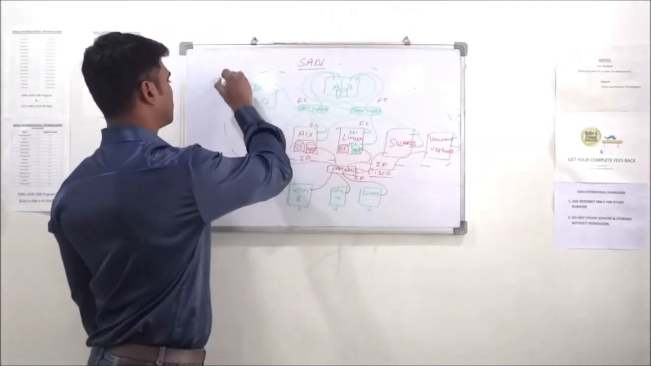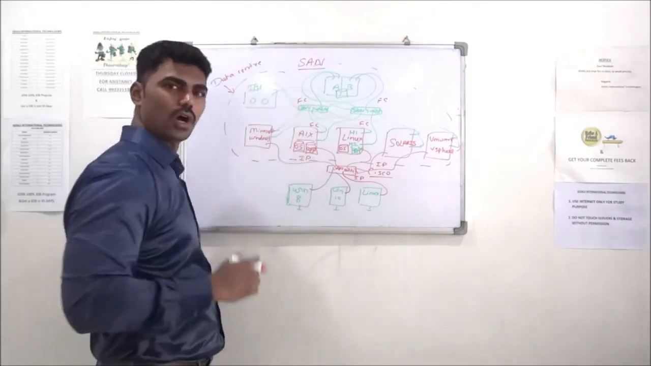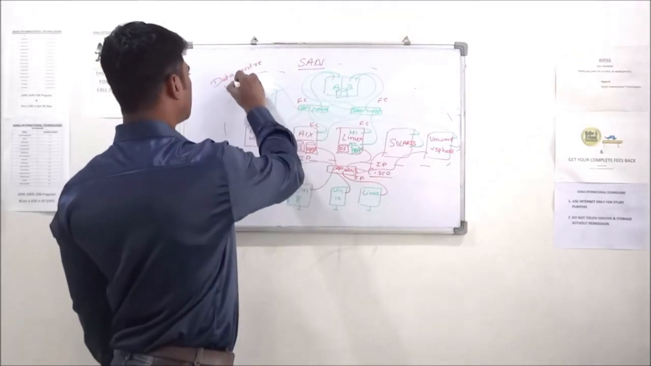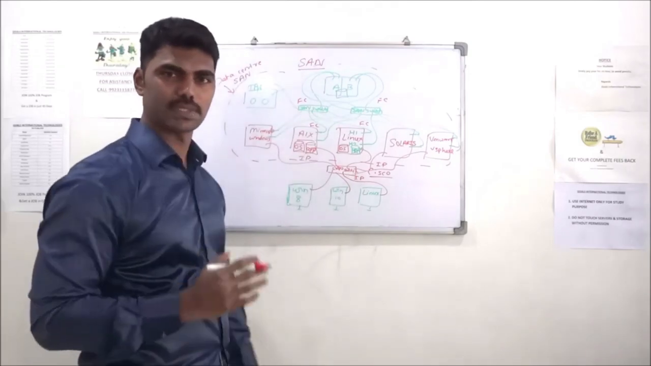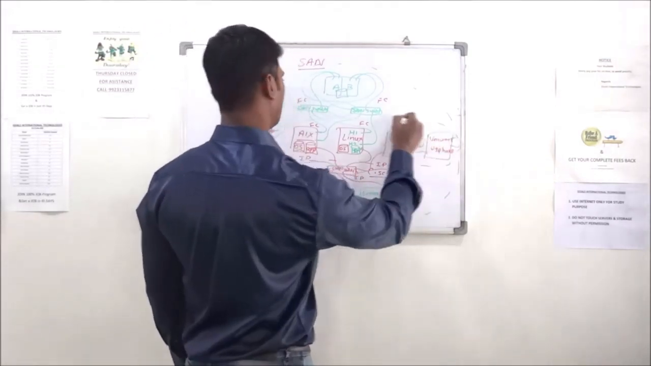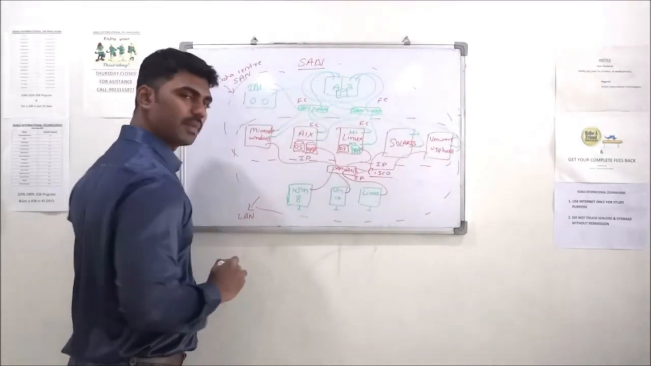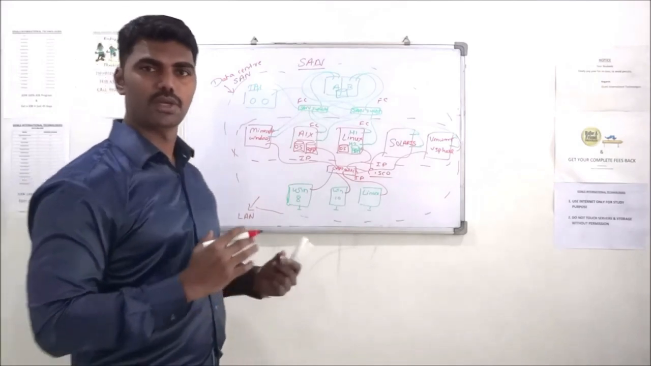This part we call the data center, or this part we call the SAN infrastructure also. And this is actually our LAN environment. So this way we do the connectivity.